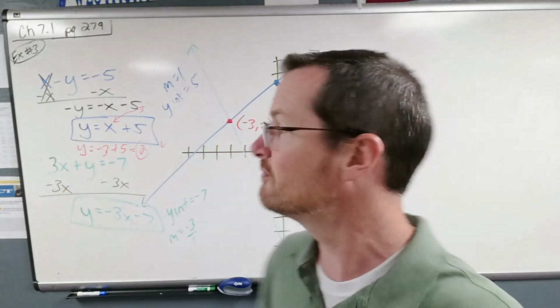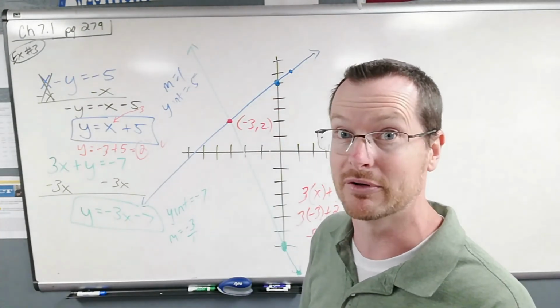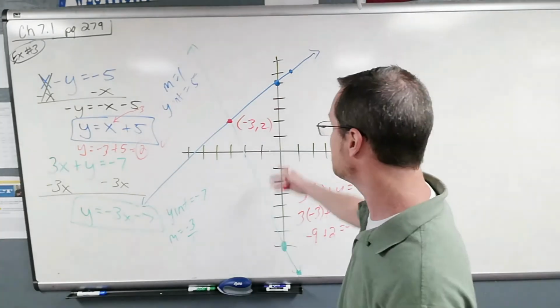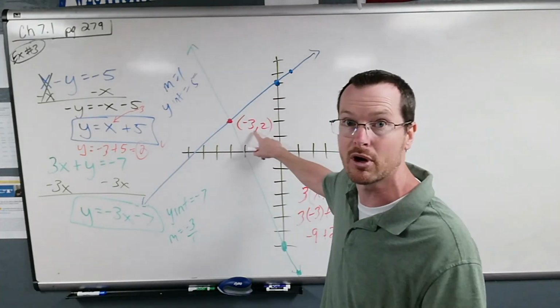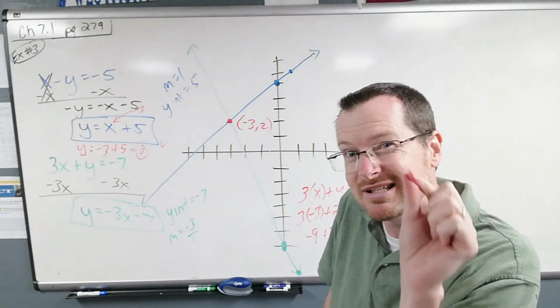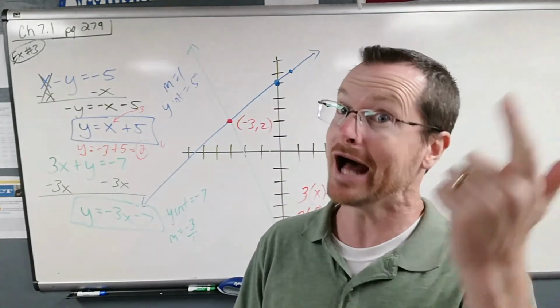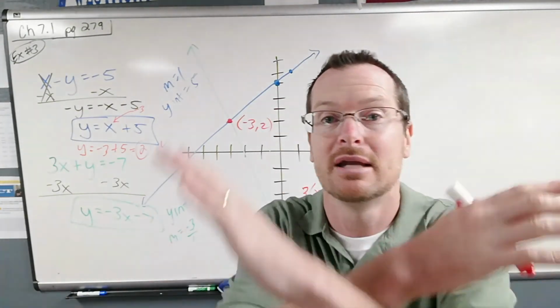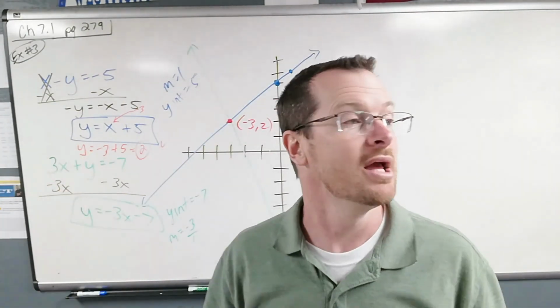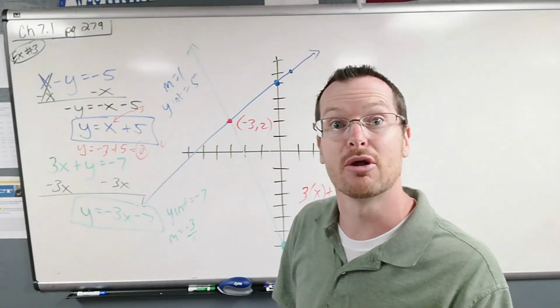Now, what happens if we would have plugged it in and it didn't work? Because what if I was a terrible grapher and I plugged it in and it didn't work? Like I maybe thought that point was at negative 4 comma 2 or maybe negative 3 comma 1. What if I was off by just a little bit? If it doesn't work in both equations, you got the wrong point. It's not a solution.